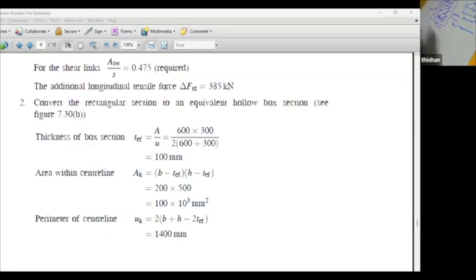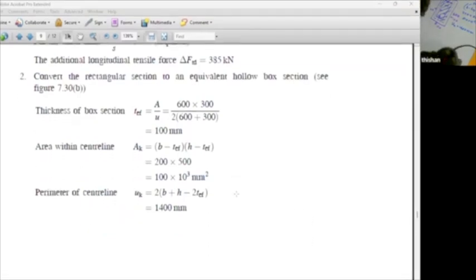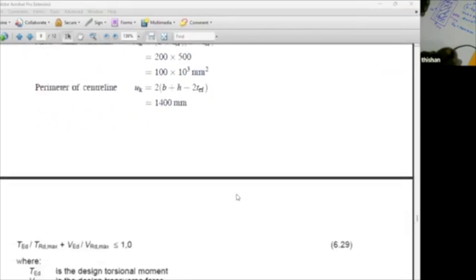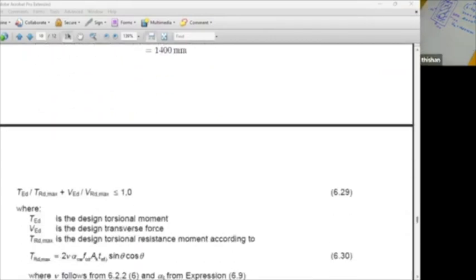So we have that. Now what is our next task? Our next task is we have to see whether this torsion is excessive based on the shear already available. So we have to go for this equation, TED over TRD max plus VED over VRD max, and we have to make sure it's less than 1.